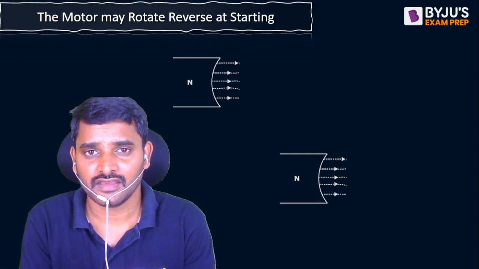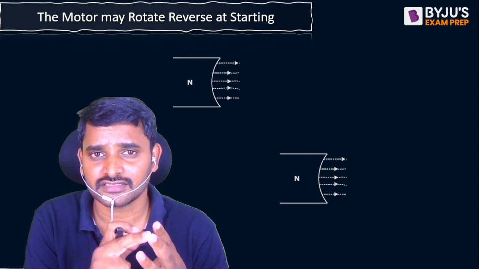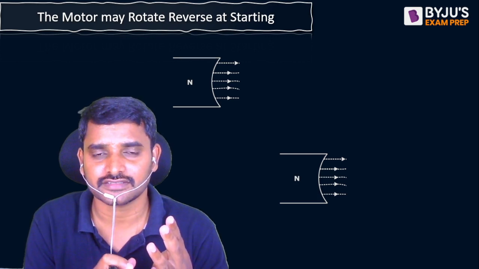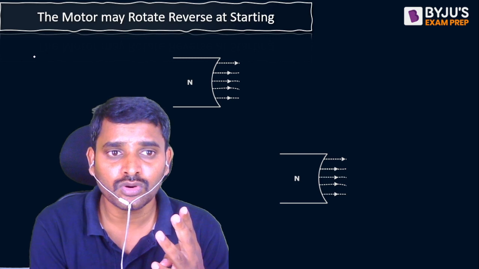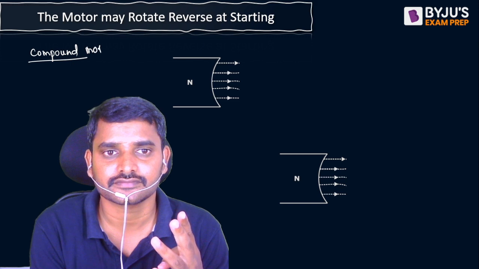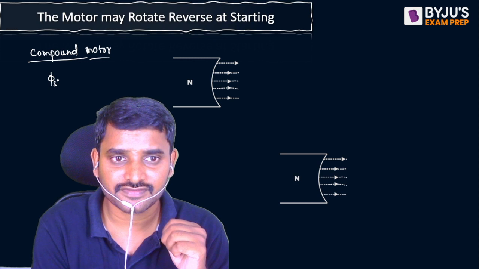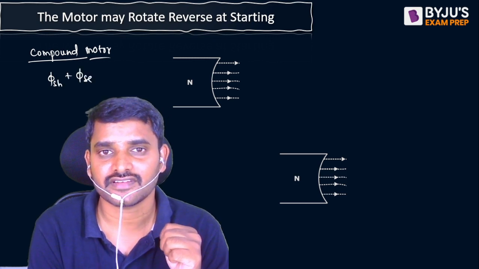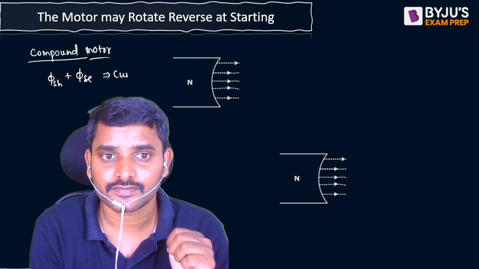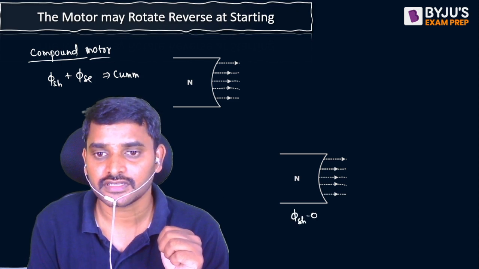one motor. We have 4 different types of motors: separately excited, shunt excited, series excited and compound excited. Out of these 4 machines, only the compound motor has a chance. Why? Because there are 2 field windings. One is the shunt field winding and another is the series field winding. And here positive is for cumulative compound and negative is for differential compound.